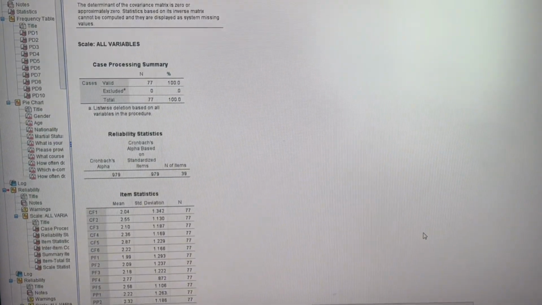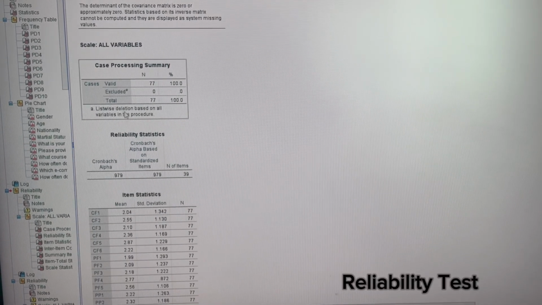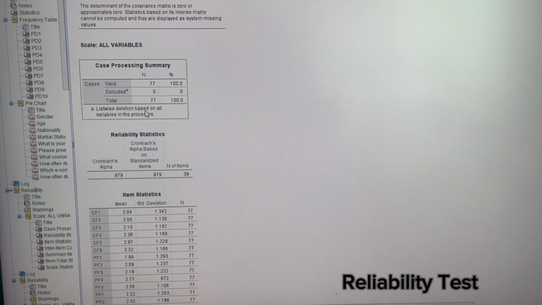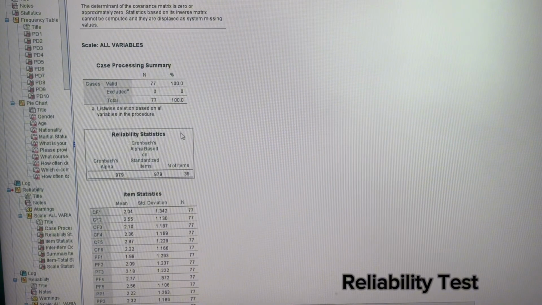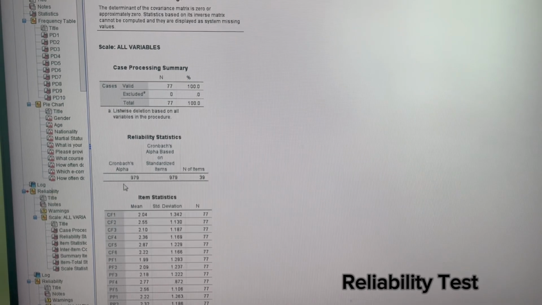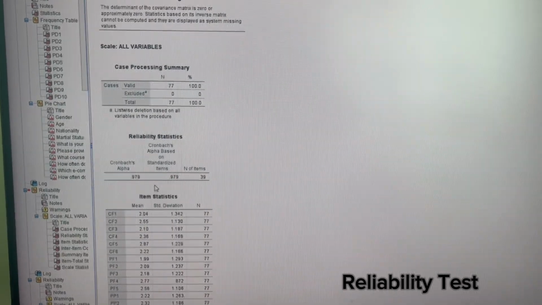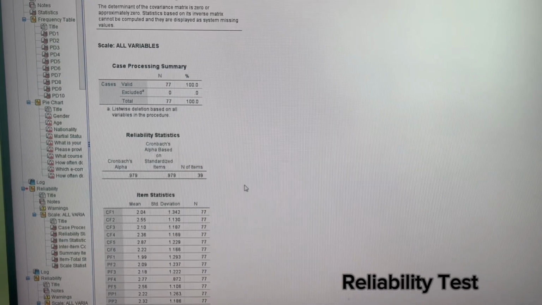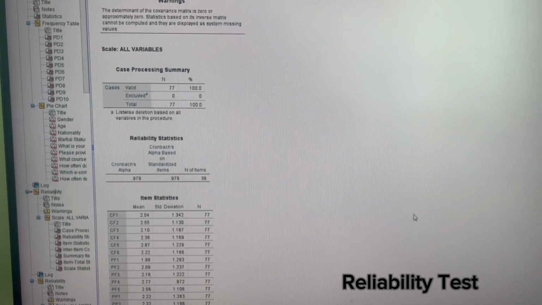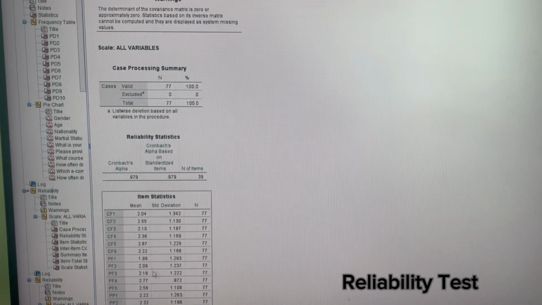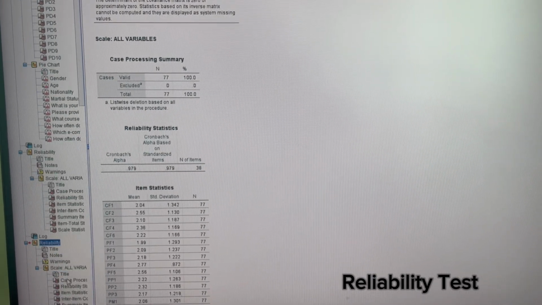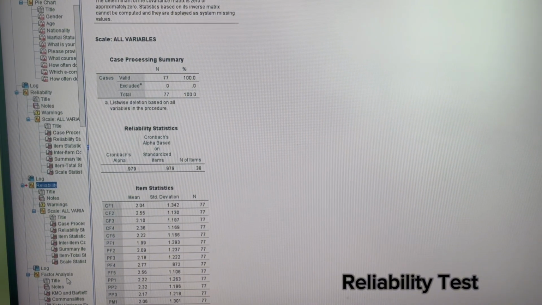Next, we will look at the reliability tests, specifically using Cronbach's Alpha, which measures the internal consistency of a scale or set of variables. Cronbach's Alpha values range from 0 to 1, with values above 0.7 generally indicating good reliability. As we can see here, the Cronbach's Alpha value is 0.979. Since it's above 0.7, we can conclude that the items are reliably measuring the intent construct.